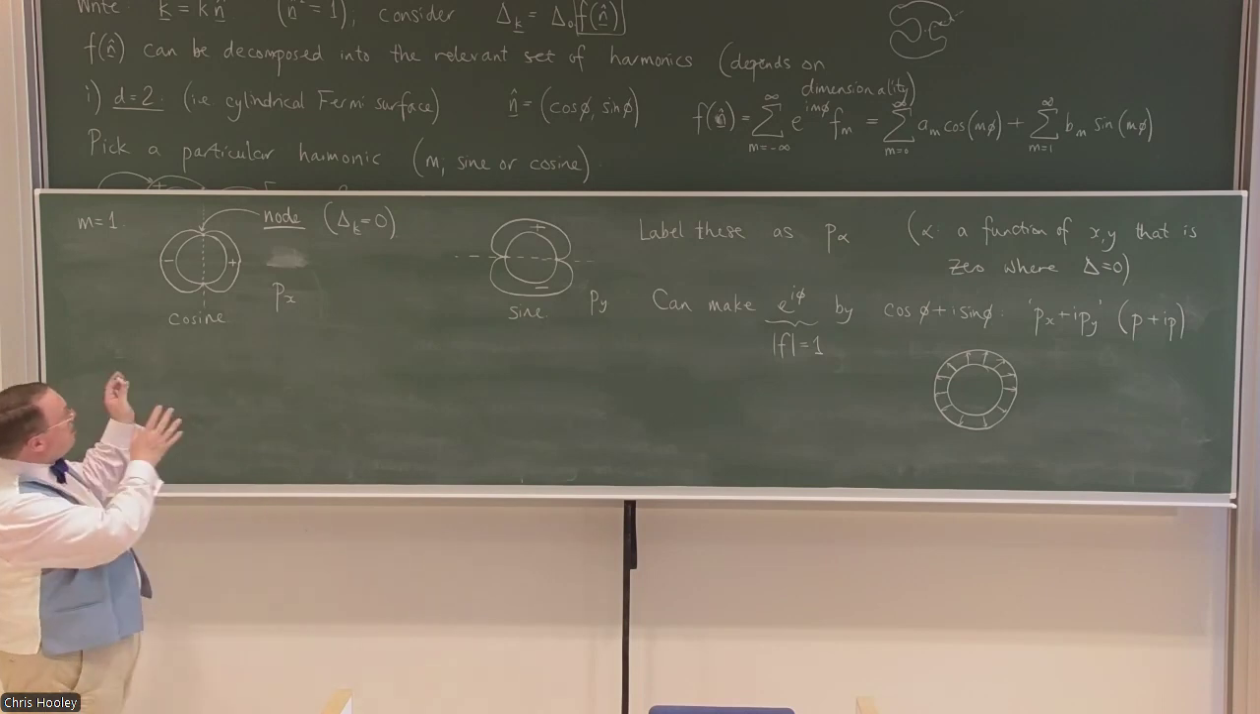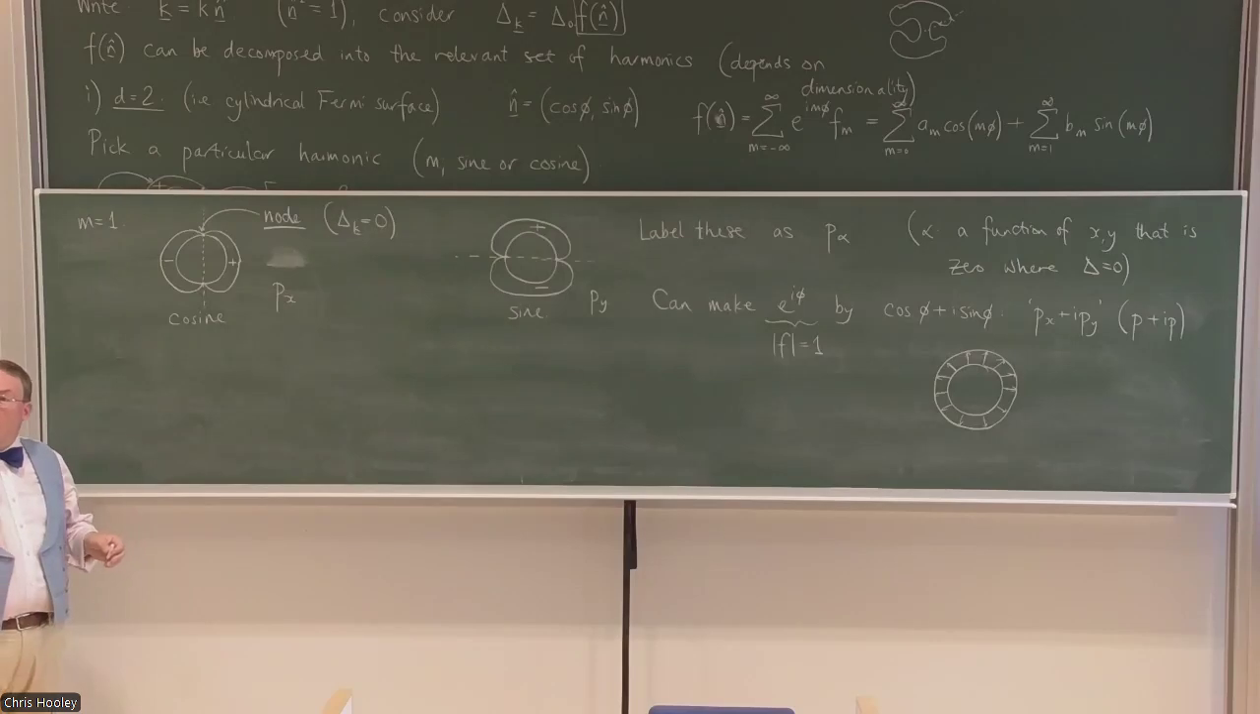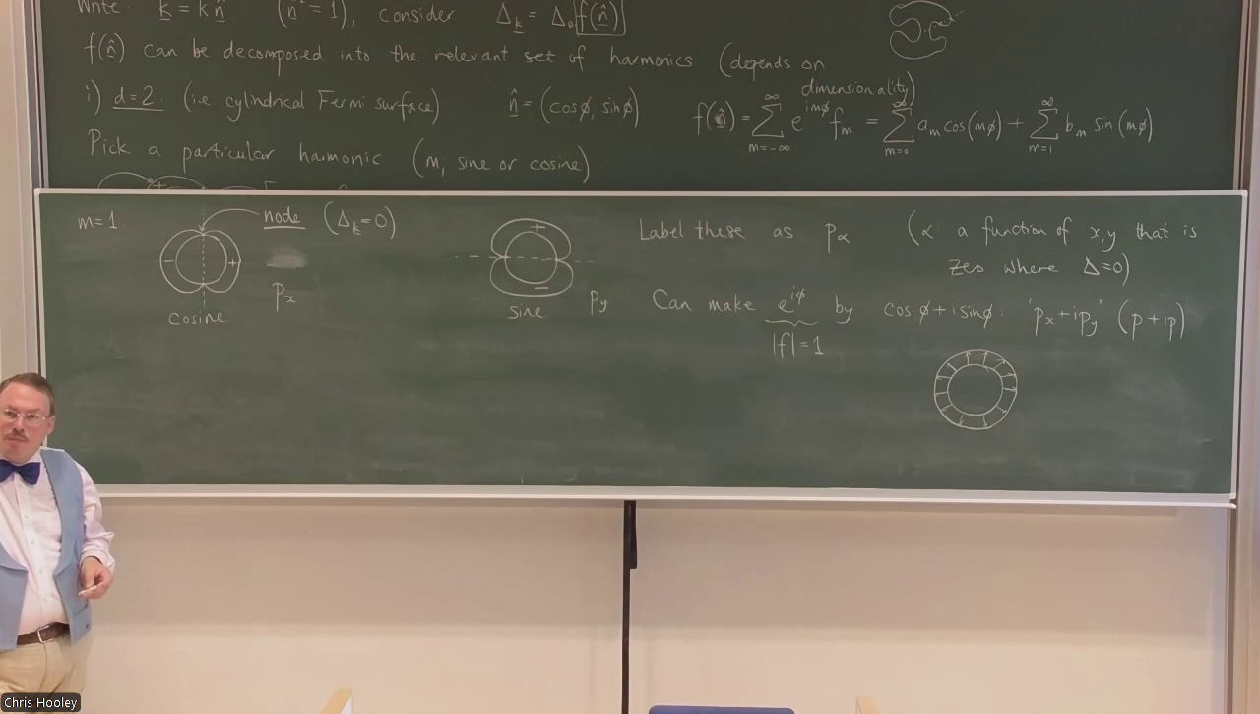Okay, so that's m equals 1. We've only got the two real harmonics. We distinguish them as px and py. Let me just do m equals 2, because it's a case that comes up a lot in nature. So I guess for an isotropic system, there's no physical distinction between px and py. That's right, and I could make real superpositions where the nodes just moved. Are there cases where this is important?